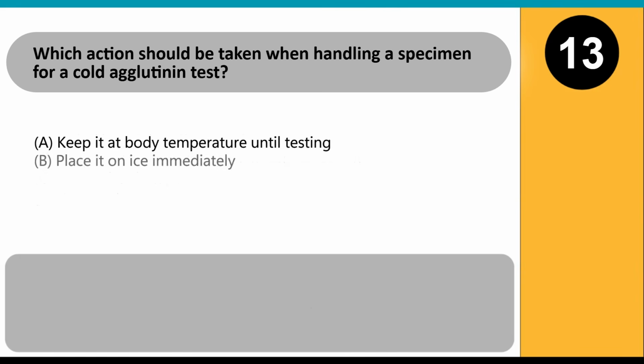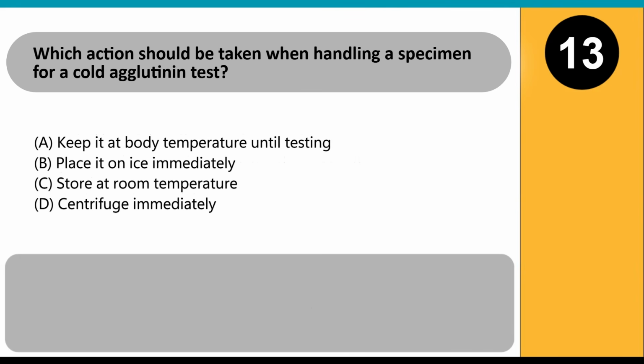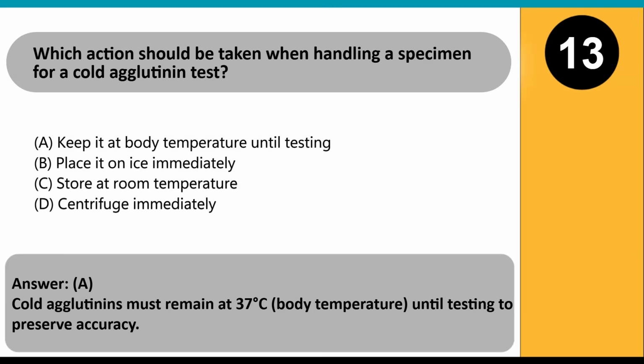Which action should be taken when handling a specimen for a cold agglutinin test? A. Keep it at body temperature until testing. B. Place it on ice immediately. C. Store at room temperature. D. Centrifuge immediately. Answer: A.